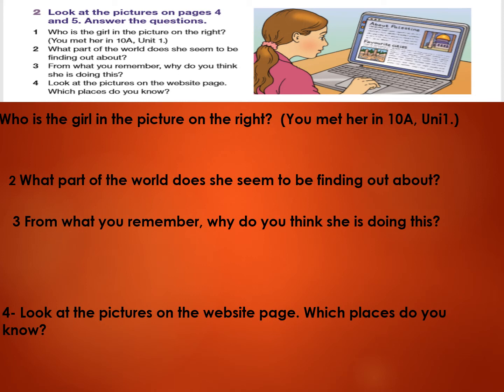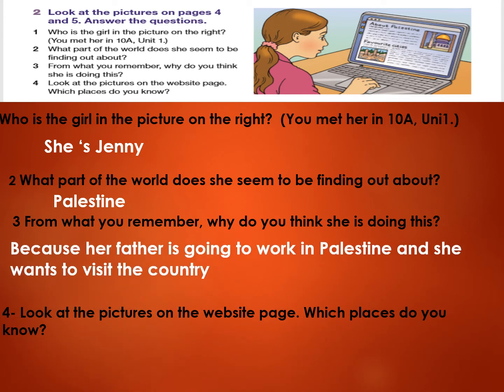Start, please. Now, my lovely students, let's answer the questions. Number 1, who is the girl in the picture on the right? Excellent, she's Jenny. Number 2, what part of the world does she seem to be finding out about? The answer is Palestine. Number 3, from what you remember, why do you think she's doing this? Of course, because her father is going to work in Palestine and she wants to visit the country.